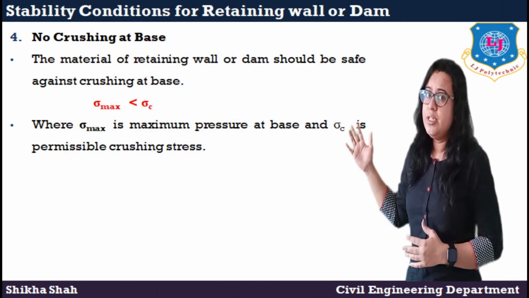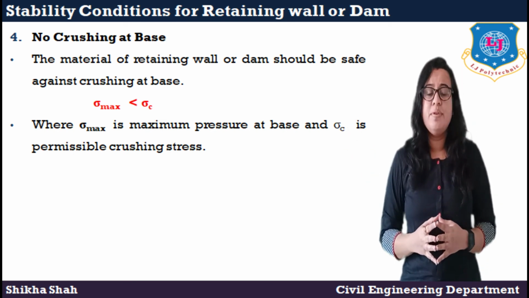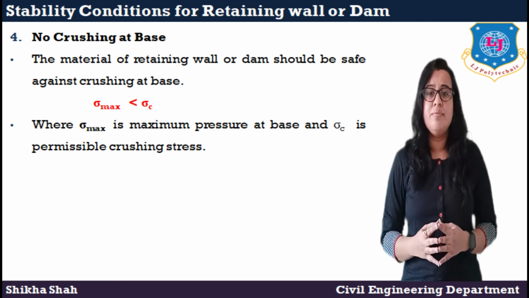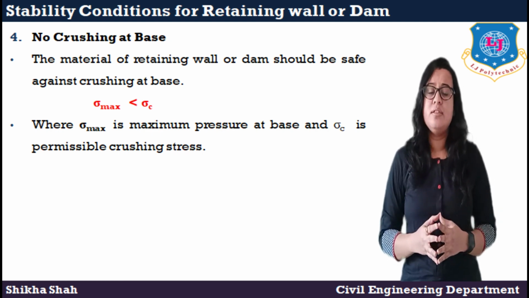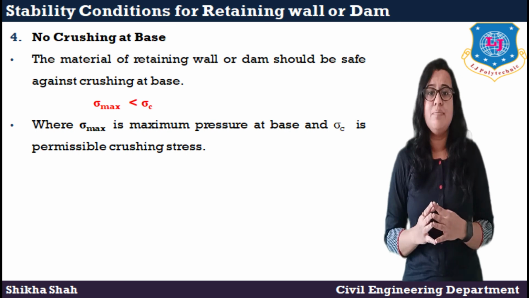The fourth condition is no crushing at base. The material of retaining wall or dam should be safe against crushing at base. For that, sigma maximum should be less than sigma C, where sigma max is the maximum pressure at the base and sigma C is the permissible crushing stress.